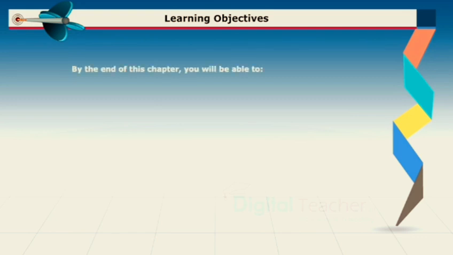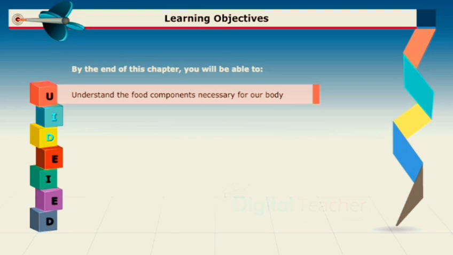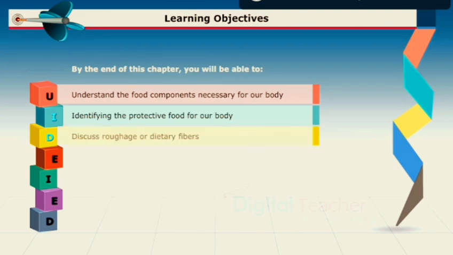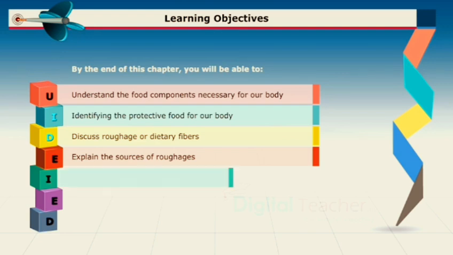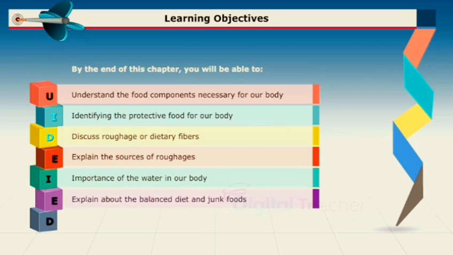Learning objectives. By the end of this chapter, you will be able to understand the food components necessary for our body, identify the protective food for our body, discuss roughage or dietary fibers, explain the sources of roughages, importance of the water in our body, explain about the balanced diet and junk foods, discuss the history of food and nutrition.